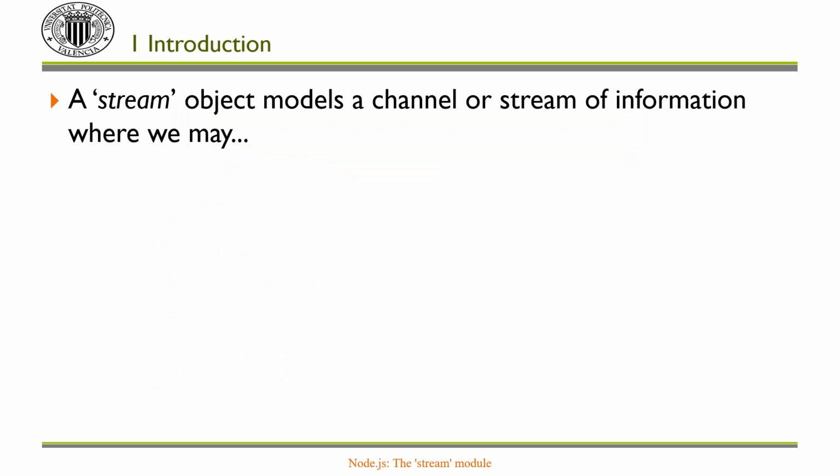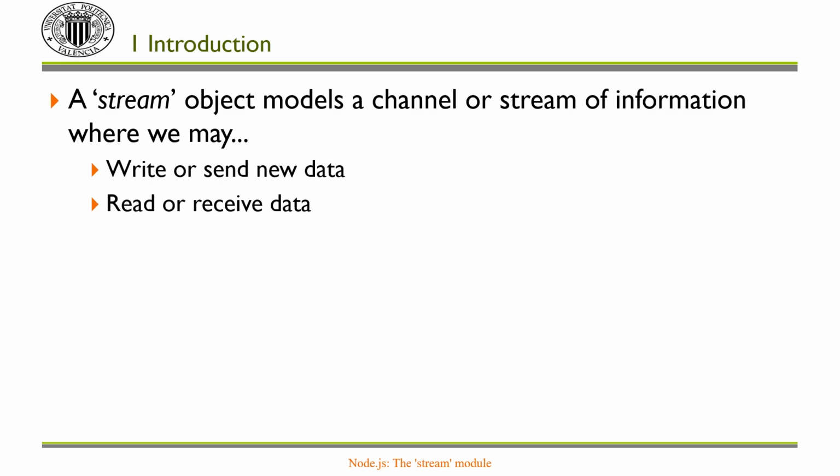Let's start. A stream object models a channel or a stream of information. In a stream, we may write or send new data. Write refers to the fact that we may write a line of text or a block of information on a file, while send refers to the fact that we may send a message using a communication channel that is modeled by that stream.